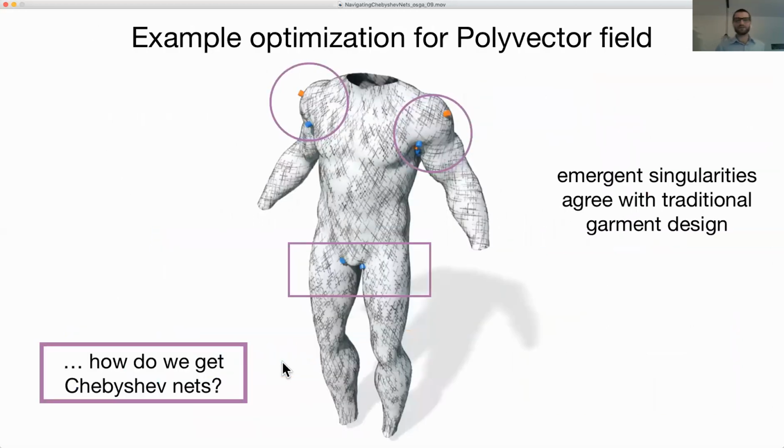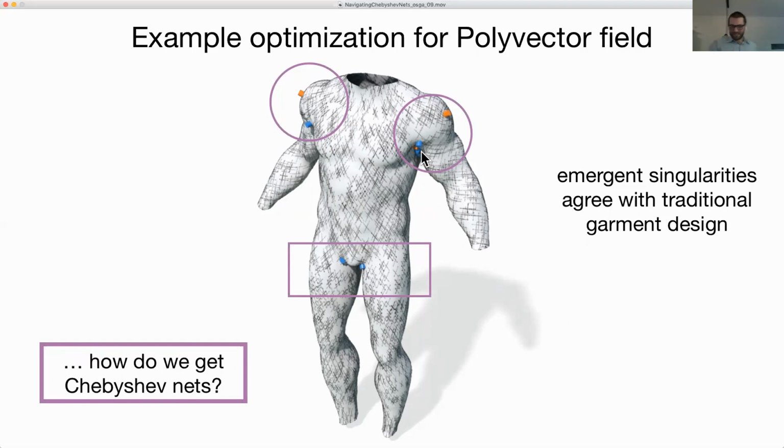For example, here we take a human body and we do a global optimization for a polyvector field that is unit length and commuting. And what we see is that we get a concentration of singularities of this polyvector field exactly along the places where we see the seams arising in our garments, which I thought was really cool. It's what you would expect. If you want to build something out of woven fabric and it looks like a human body, then you should have concentrations of singularities along the places that we put seams.